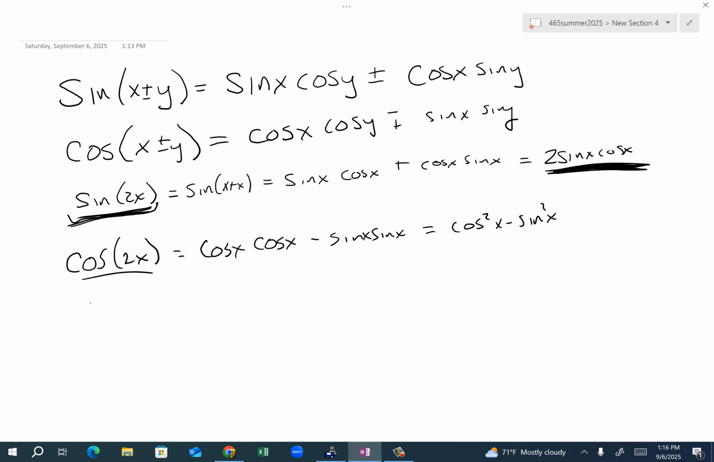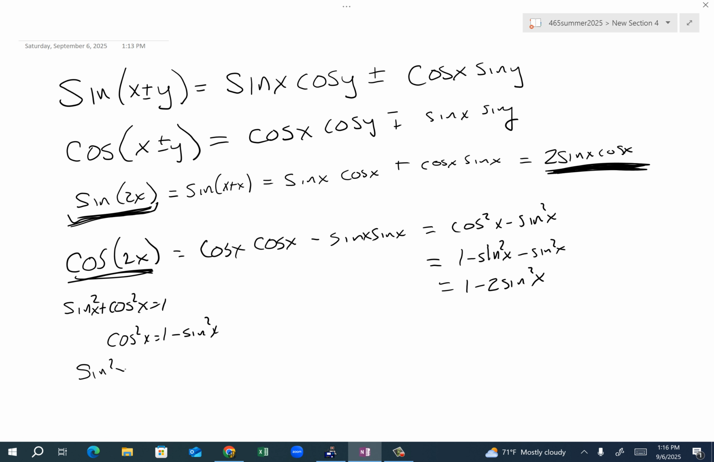But let me tell you what, friends. Sine squared plus cosine squared is equal to what? 1. But let me ask you this question. What's cosine squared equal to? 1 minus sine squared. Well, that means I could substitute. I'm going to get 1 minus sine squared minus sine squared. That's 1 minus 2 sine squared. And that is another way of saying this guy right here.